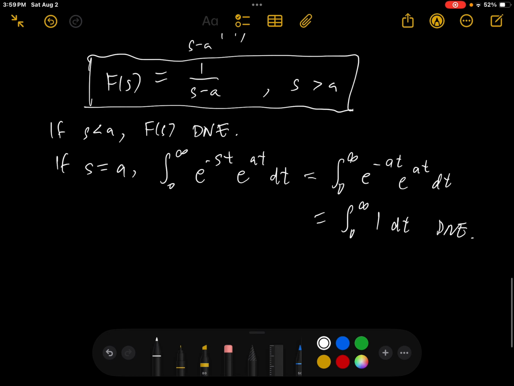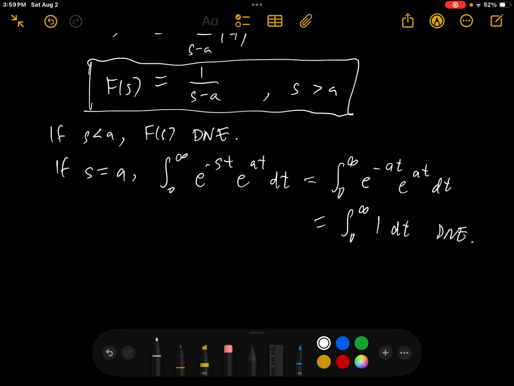And so the Laplace transform really is capital F of s equals 1 over s minus a, where s is bigger than a. So the Laplace transform is not defined if s is less than or equal to a.